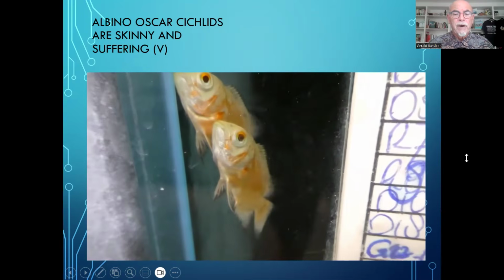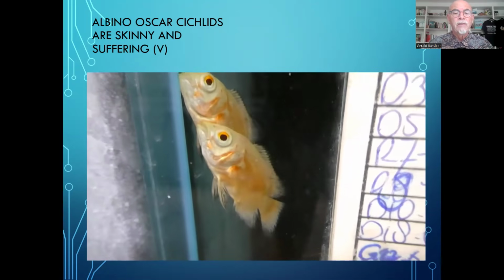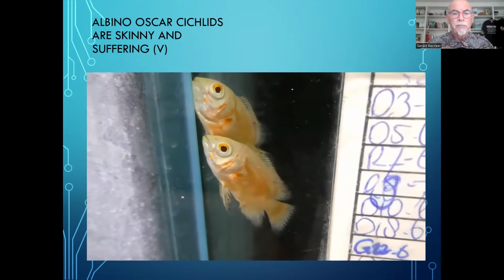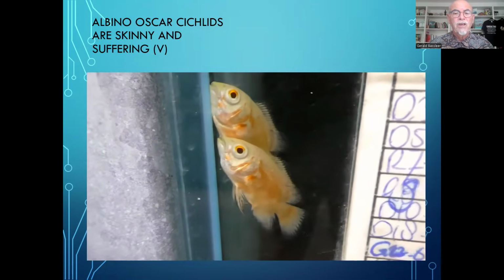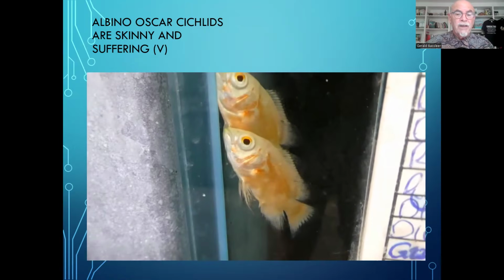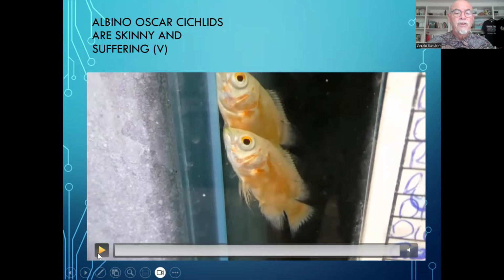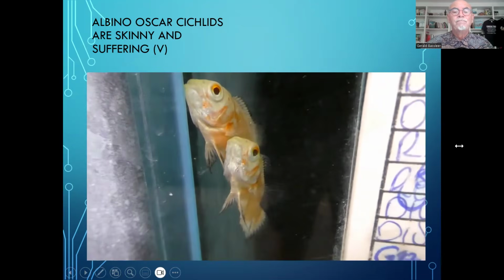Here I show you the albino Oscar Cichlids that are suffering. You can see the respiratory problems. They're suffering, they're skinny, and some are dying. I repeat again the video so you can see it again.